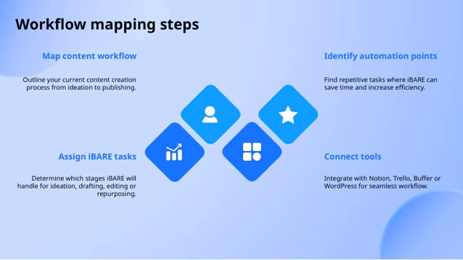Let's take a closer look at the workflow mapping steps. First, you'll want to map out your content workflow, which means outlining your current content creation process from ideation all the way to publishing. This helps you see the full picture and identify where improvements can be made. Next, it's important to identify automation points. Think about tasks you do repeatedly. These are prime spots where IBARE can step in to save you time and boost efficiency. Pinpointing these tasks makes your process smoother and less labor-intensive. Then you'll want to assign IBARE tasks. Decide which stages, whether it's ideation, drafting, editing, or repurposing, are best handled by IBARE.